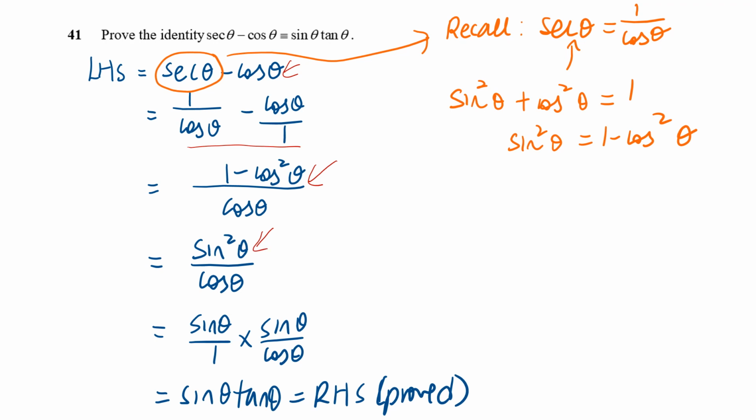And then rewrite it, sin squared theta over cos theta, you can write it as sin theta over 1 times sin theta over cos theta. What's the purpose of doing it? The purpose of doing it is just to manipulate it to get the answer that we are asked to get. Okay? So sin theta over cos theta is equal to tangent theta.